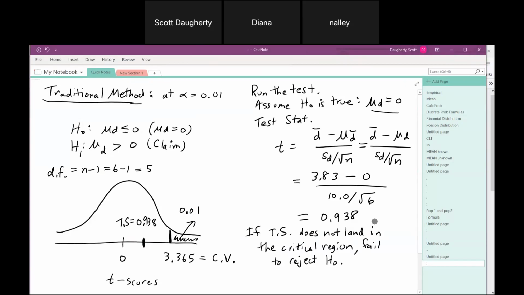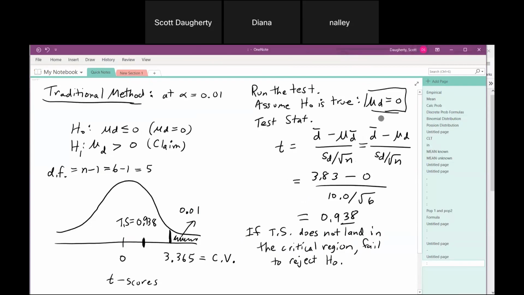Again, the reason you're failing to reject the null is because the D bar value, the sample mean, is only 0.938 away from our assumption about what the population mean is, which is zero. It's only 0.938 standard deviations away. It would have had to be more than 3.365 standard deviations away for us to say, I don't believe my assumption is correct, mu sub d is zero. So that's why we're failing to reject this. It seems reasonable that mu sub d could be zero.